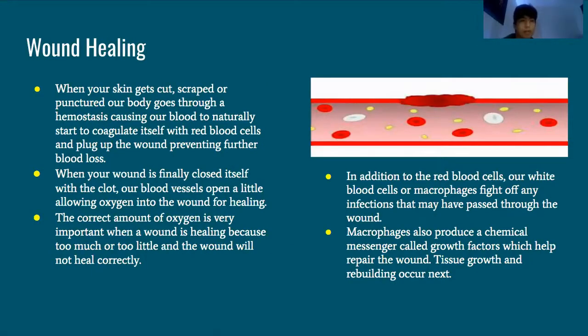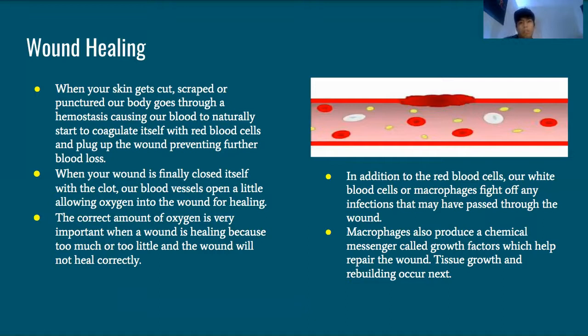I'm going to be talking about how oxygen in our blood heals our wounds. When your skin gets cut, scraped, or punctured, our body goes through hemostasis, causing our blood to naturally start to coagulate itself with red blood cells and plug up the wound, preventing further blood loss. When your wound has finally closed itself with a clot, our blood vessels open a little, allowing oxygen into the wound for healing. The correct amount of oxygen is very important when a wound is healing, because too much or too little and the wound will not heal correctly.